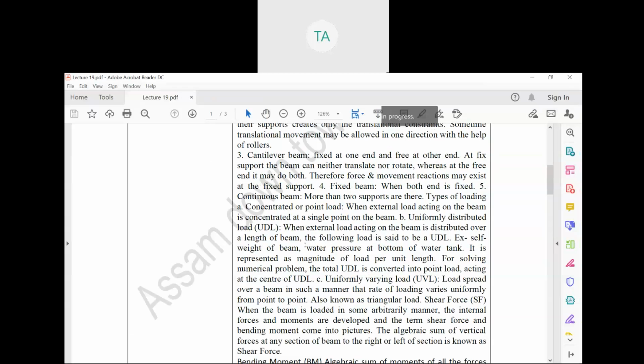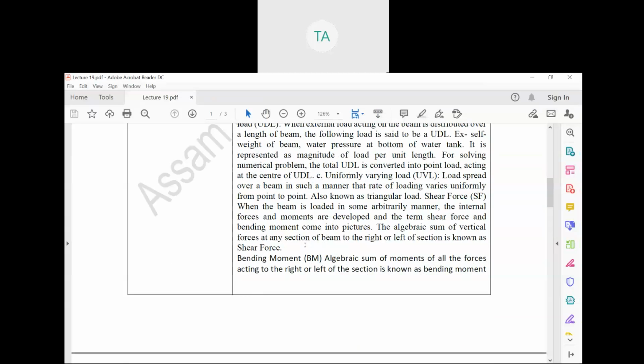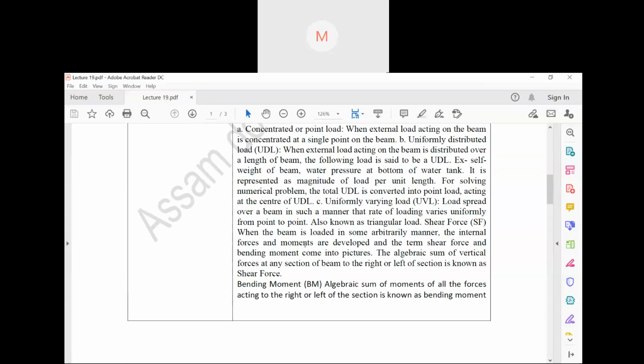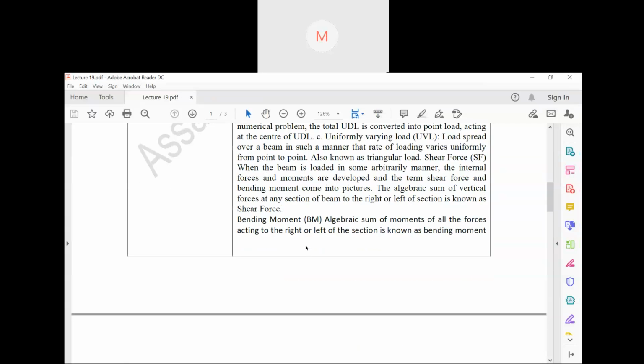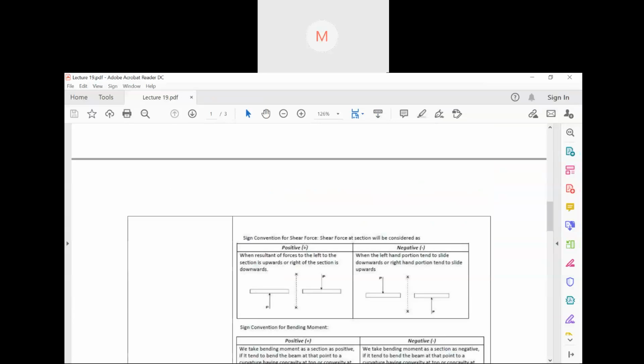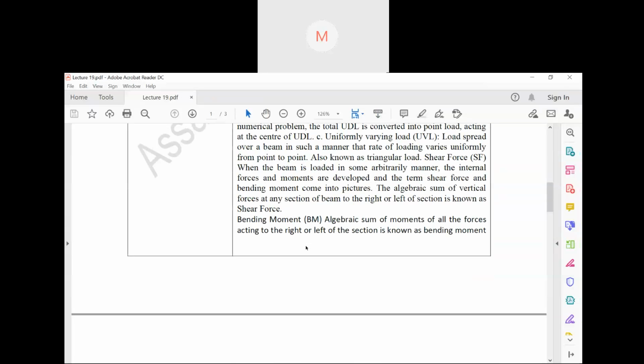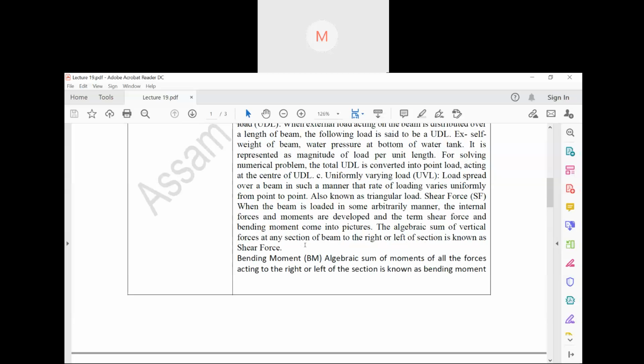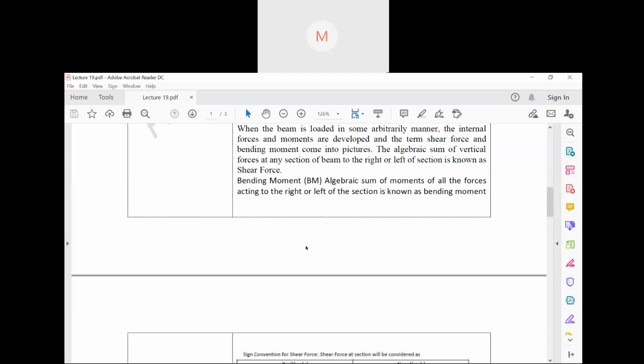Yes, sir. Okay. Just now we discussed regarding the terms shear force and bending moment, right? At the last class we discussed regarding shear force and bending moment. So what is the shear force? The algebraic sum of the vertical forces at any section of the beam to the right or left side of the section is known as shear force. And bending moment is the algebraic sum of all the moments of the forces acting to the right or left.